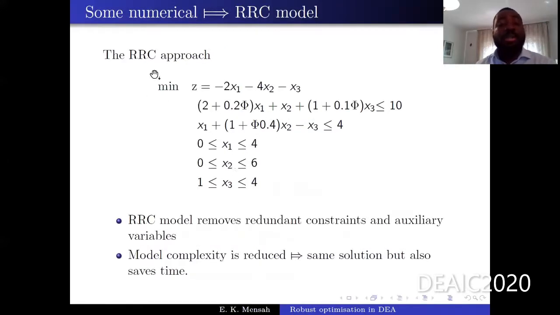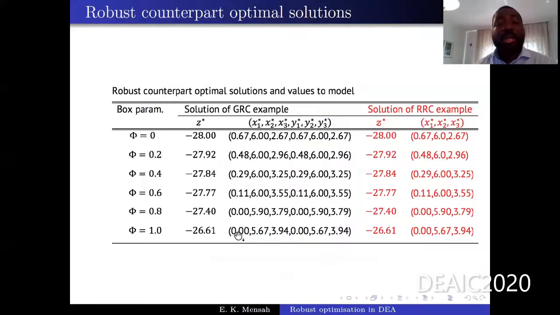Now, when we consider the reduced robust approach, we will have this model, and what we see is that the reduced robust counterpart removes the redundant constraints and auxiliary variables. And again, you can see that the model complexity has reduced. However, we have the same solution, which means that the optimal solution is not sacrificed.